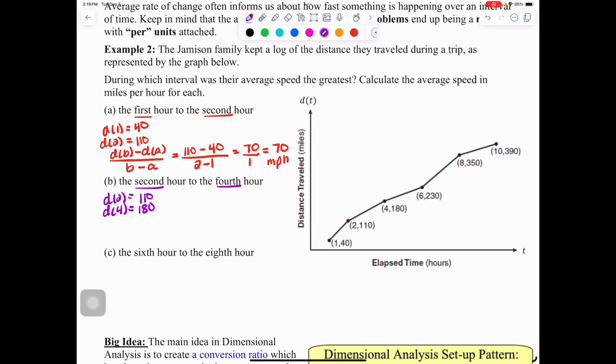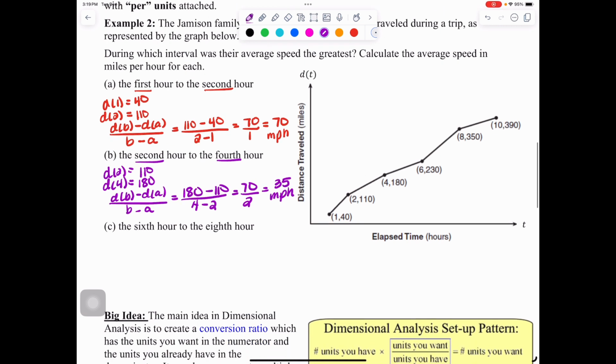So using our same formula up above, D of B minus D of A over B minus A, we get 180 minus 110 over, this time, 4 minus 2. So 180 take away 110 is 70. 4 take away 2 is 2. So that's 35 miles per hour in that portion of the trip.